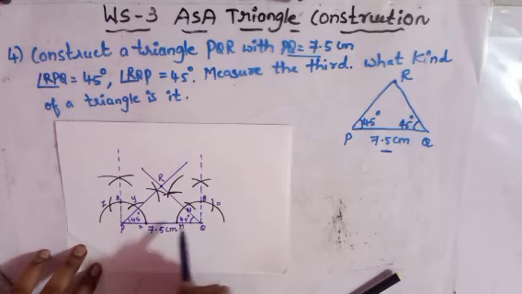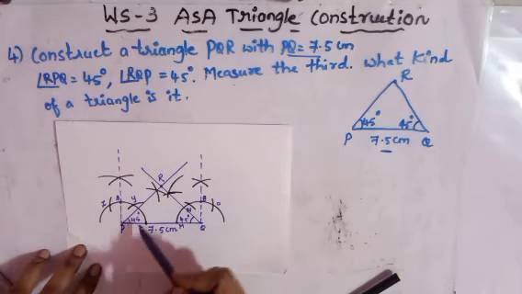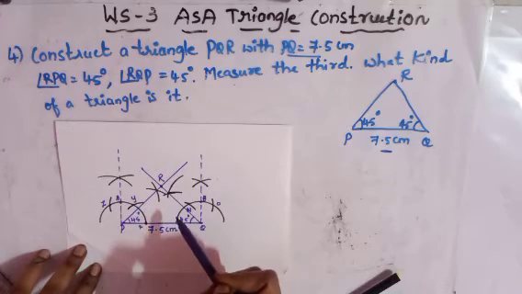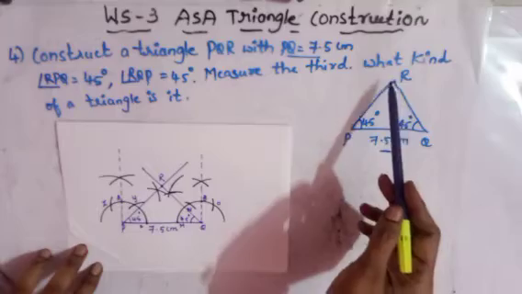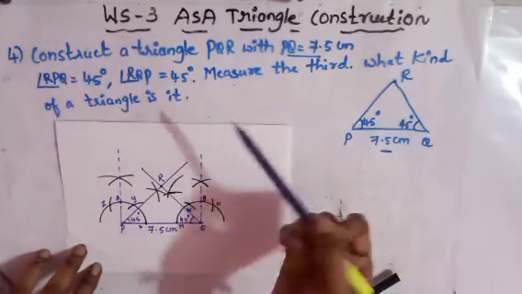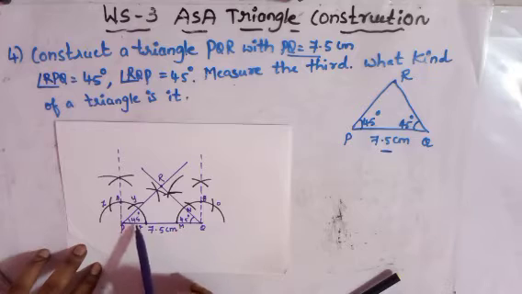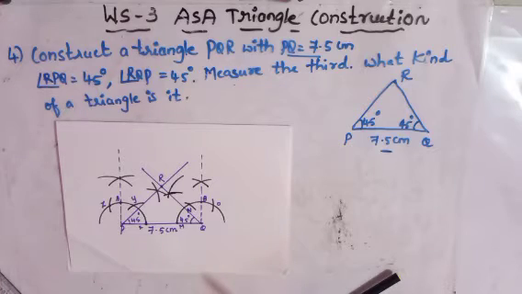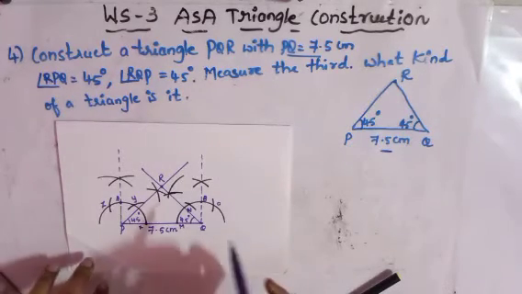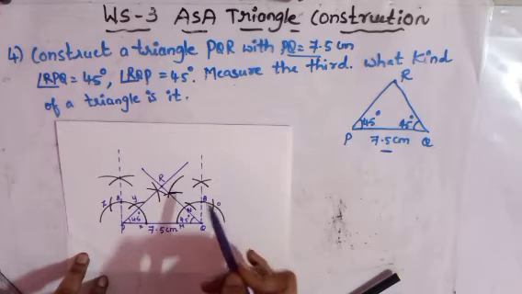So we got both the angles. So now PQR is the required triangle. Now measure the third angle and also say what kind of triangle it is. Now both the angles are 45 degree, 45 degree, so the third angle we have to measure. We have to apply the angle sum property to measure the angle R.